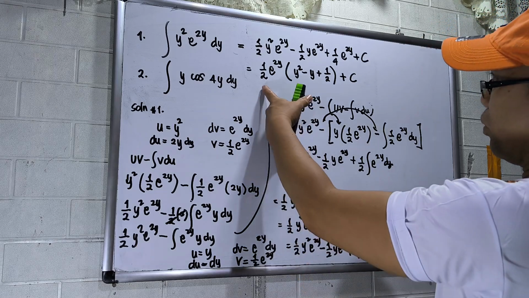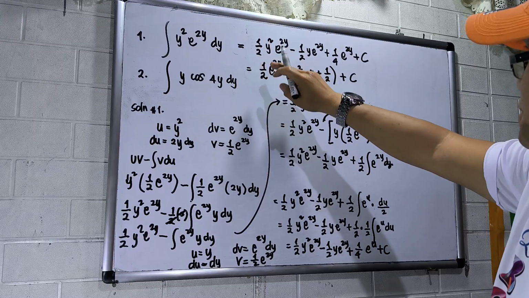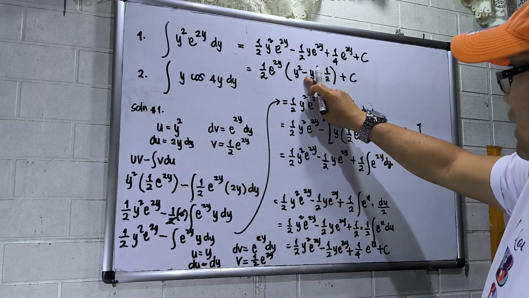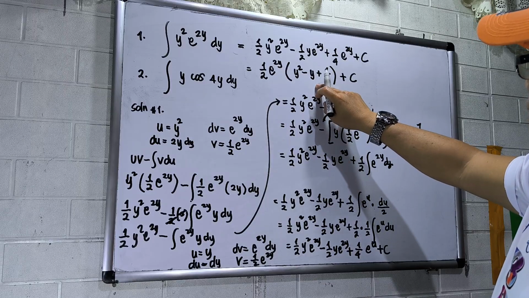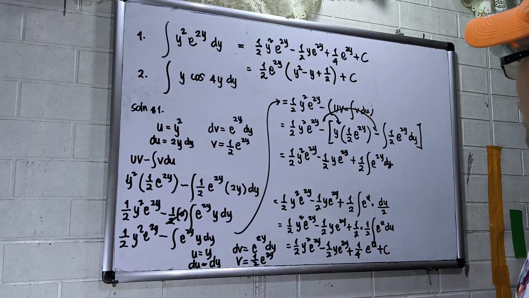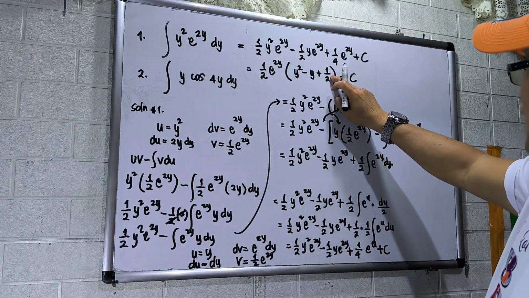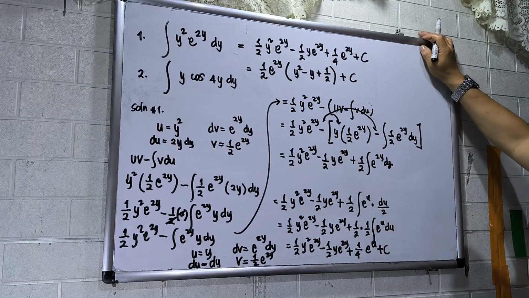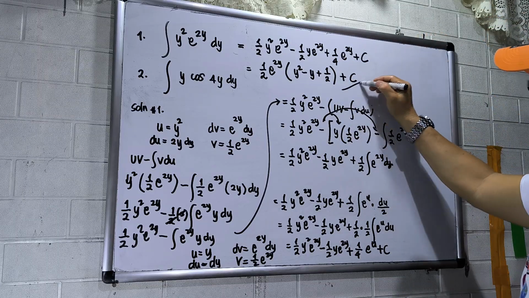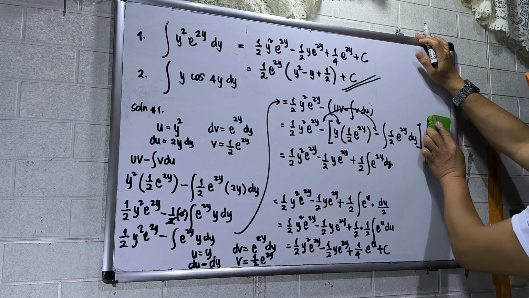Okay, let us check. 1 over 2 times e to the 2y times y squared, that will be 1 half y squared e to the 2y. And then minus 1 half e to the 2y times y, that will be 1 half y e to the 2y. And then 1 half e to the 2y times 1 half, 1 times 1 is 1, 2 times 2 is 4, so this will be 1/4 e to the 2y plus c. So this is now my number 1 answer. Okay? So I will proceed to number 2 solution.